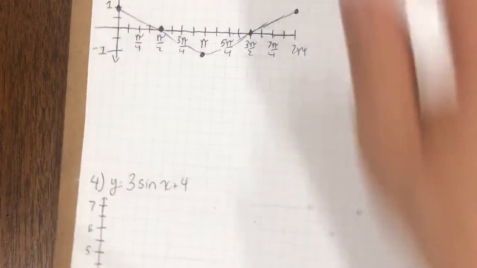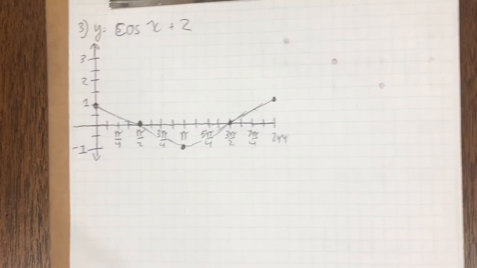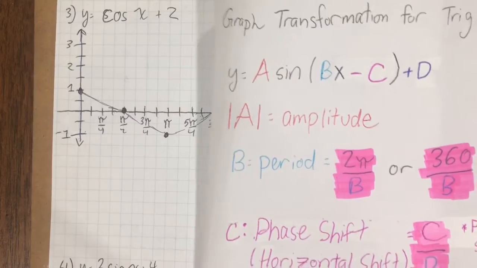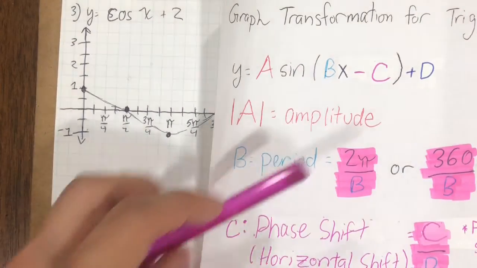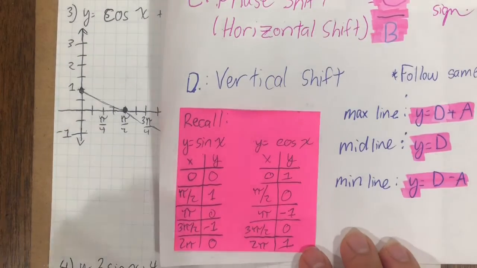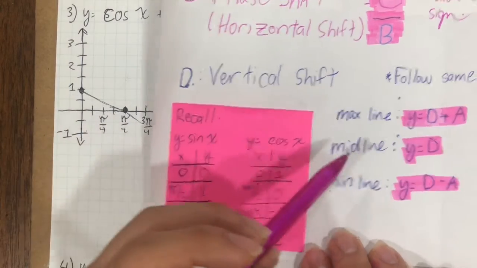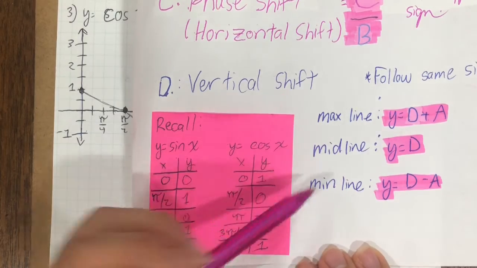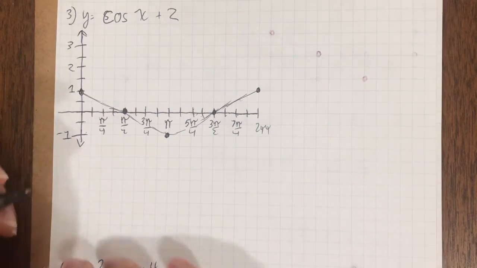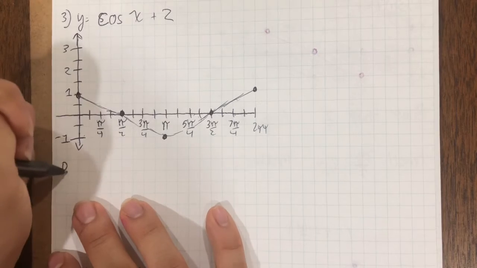If we take a look at number 3, we have cosine of x plus 2. We only have one kind of transformation, which is perfect. If we match the plus 2 with the function, we see that plus 2 is in the same spot as d, which is a vertical shift. And not only is it a vertical shift, but it will help us determine the midline, the max line, and the min line. So first off, let's figure out all of our information for cosine of x plus 2. So I have the period.